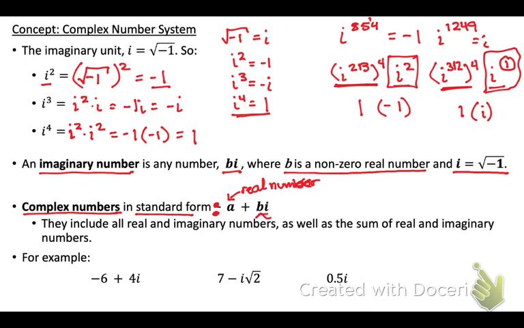And BI is your imaginary number. Always in that order. Got me? Okay, they include real and imaginary parts. So negative 6 plus 4i is an example of a complex number.